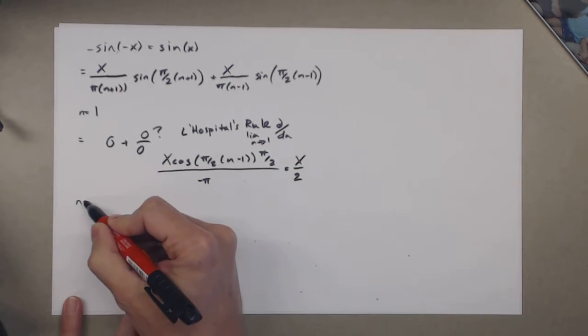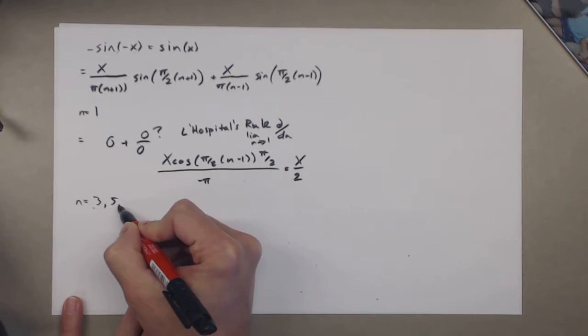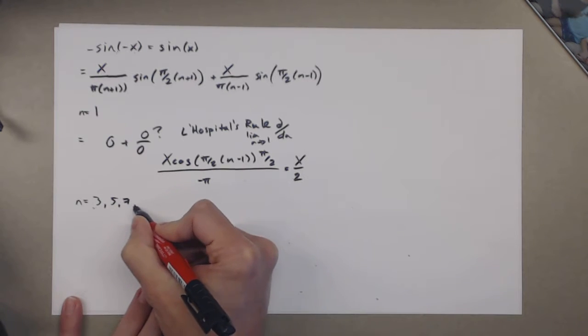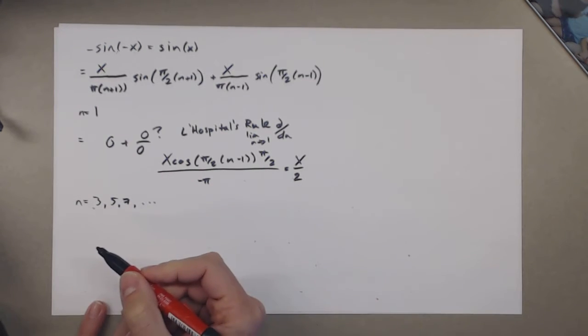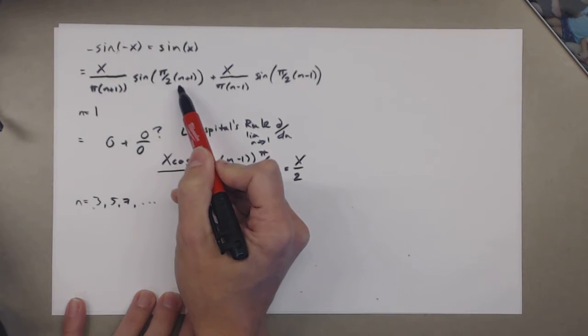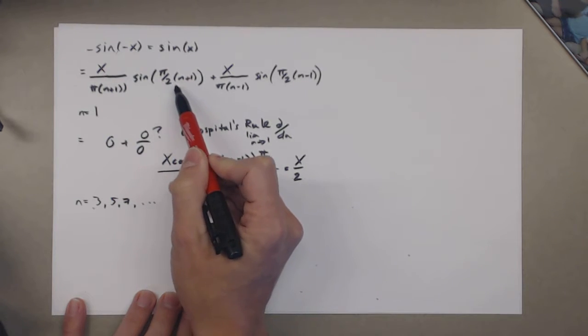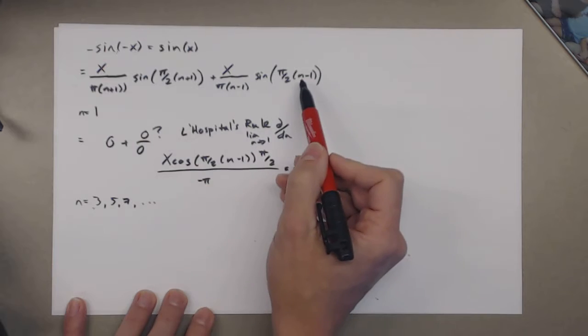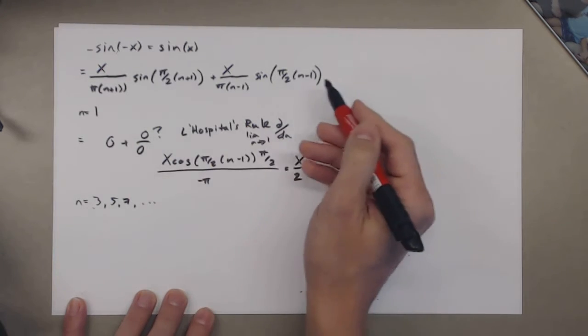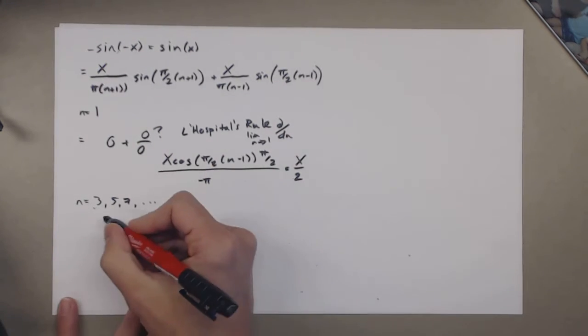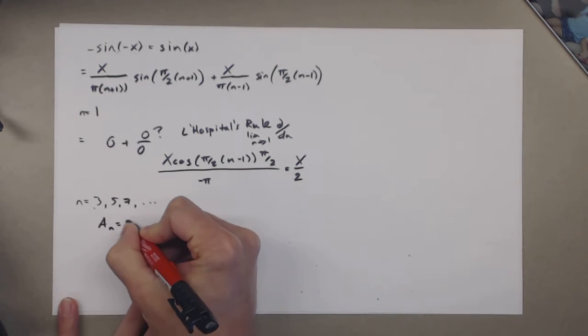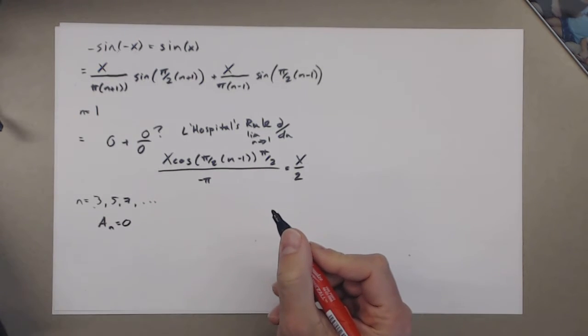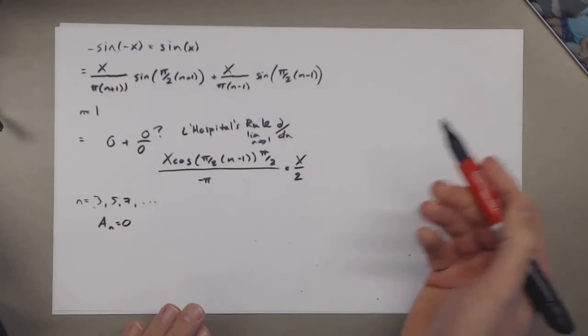What about other terms? n equals 3. It turns out all the other odd terms are going to go to 0. And again, that's if we plug in, we have x over pi, sine of pi, which is just 0. So all these are going to be 0. Sine of pi, sine of 2 pi, etc.